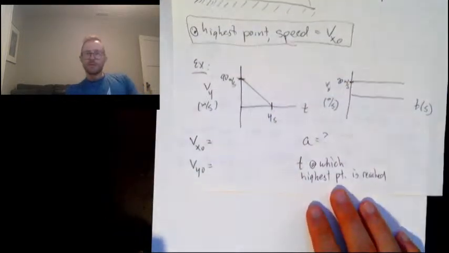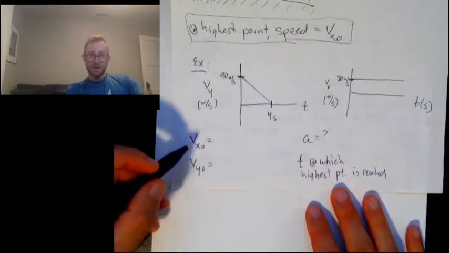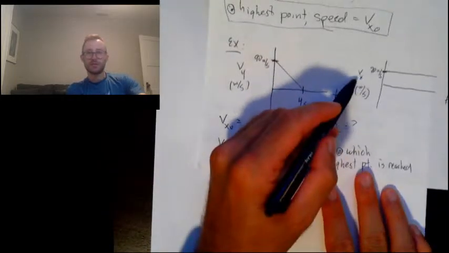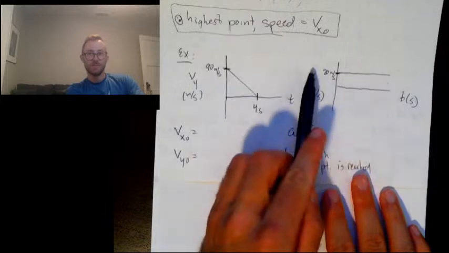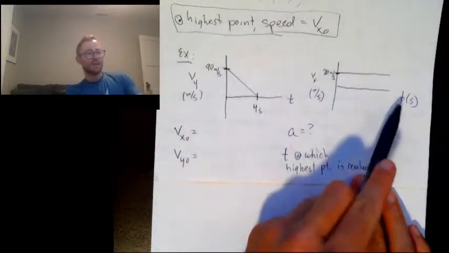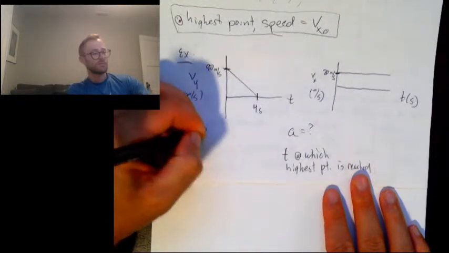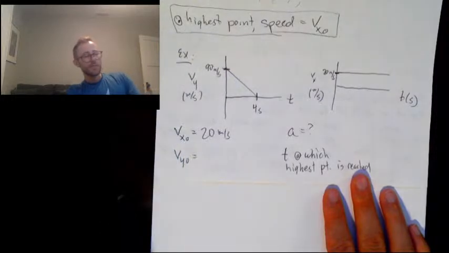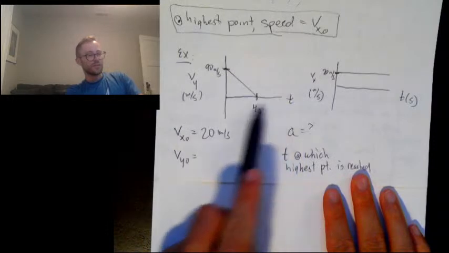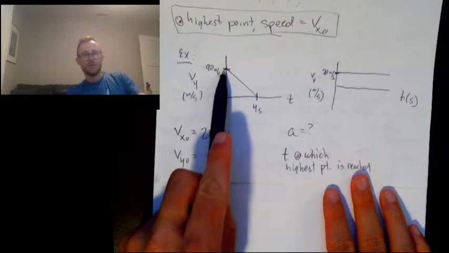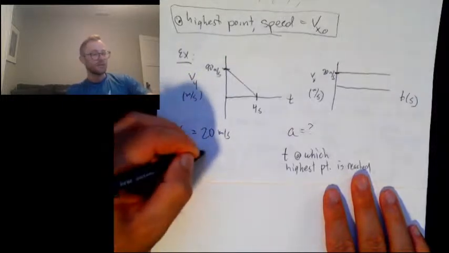Okay, so to get the initial x velocity, I would want to go to the x velocity graph. And the x velocity graph is a horizontal line. And at time 0, I can see that the horizontal velocity is 20 meters per second. Okay, for the initial y velocity, I would go to time 0 in the y velocity graph, and I would see what value the y velocity has. And that is 90 meters per second.